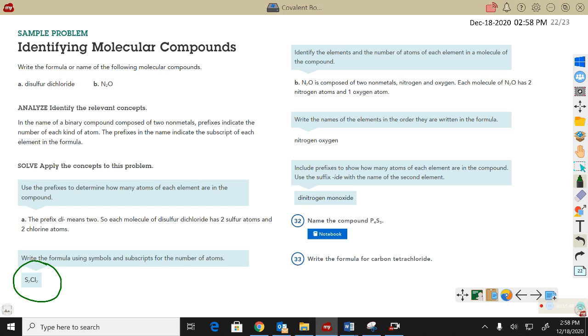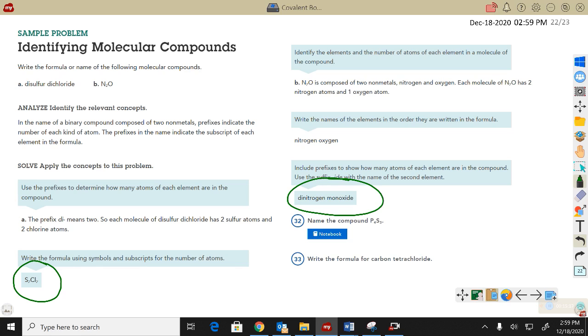With the N2O, you've got 2 atoms of nitrogen, so that's dinitrogen, 1 oxygen, monoxide or monooxide. Now, the mono has to go on the second element. There will always be a prefix on the second element. It's just that if mono were on the first element, we might drop it.